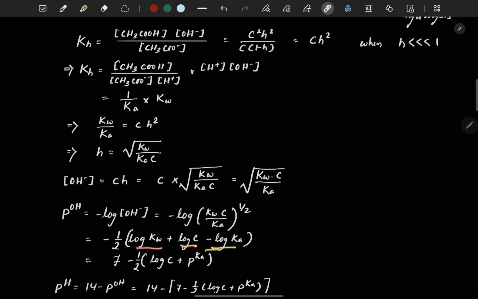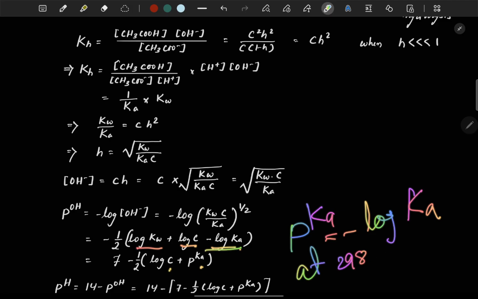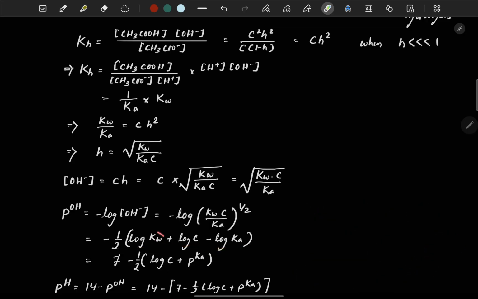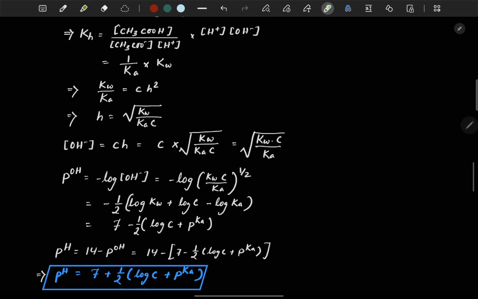So putting the value of the concentration of OH minus ion, we will get minus half of log Kw plus log C minus log Ka, and we know pKa is nothing but minus log Ka. So this will be pKa, and this is log C, and we all know at 298 Kelvin the Kw is equal to 10 to the power minus 14. So again this value will be minus and minus, that will be 7, and this will be minus half of log C plus pKa. Yes or no? But we have to find the pH.